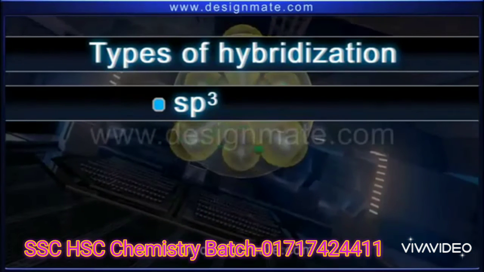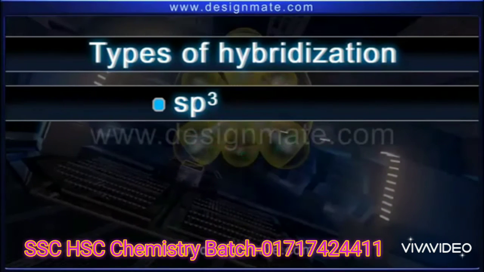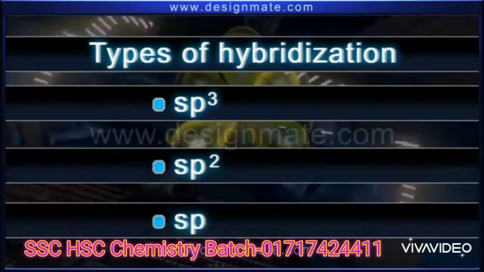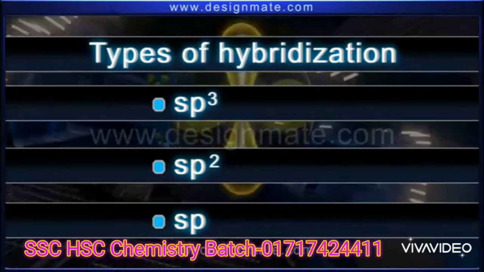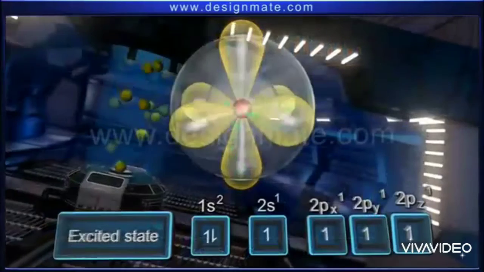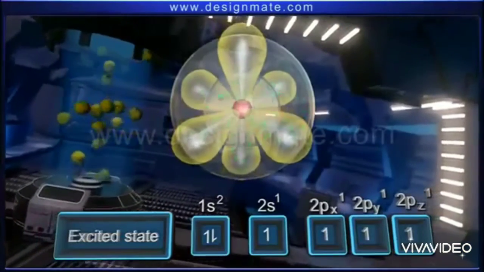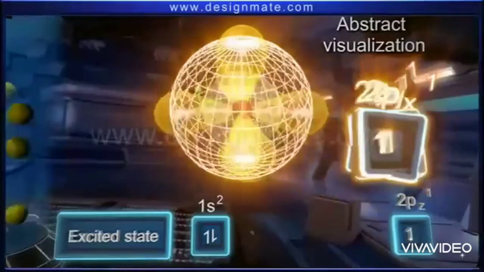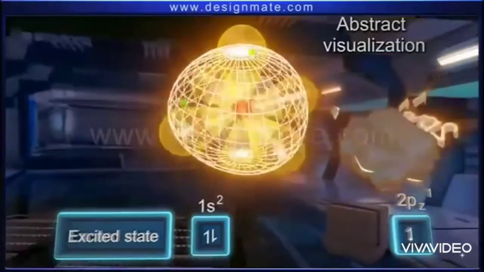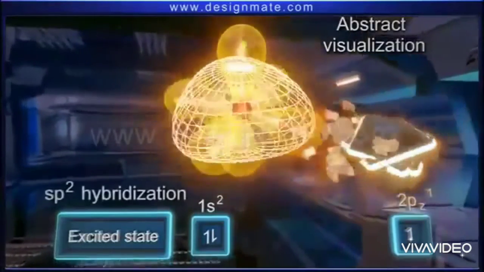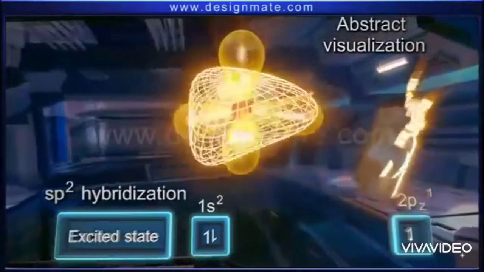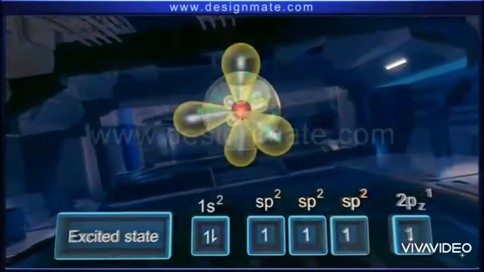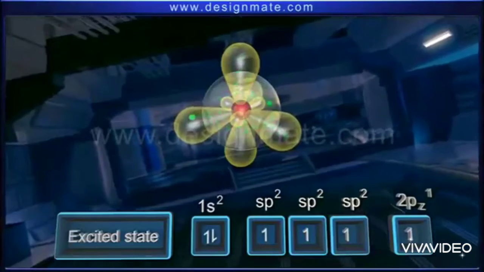Besides sp3 hybridization, the excited carbon atom may also undergo sp2 or sp hybridization. During the formation of a double bond, 1 2s and 2 of the 2p orbitals hybridize. Consequently, this hybridization is termed as sp2 hybridization. The hybridization leads to the formation of 3 equi-energic sp2 hybrid orbitals.